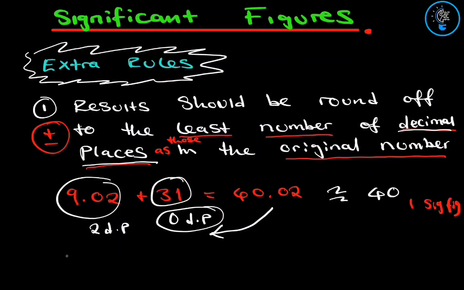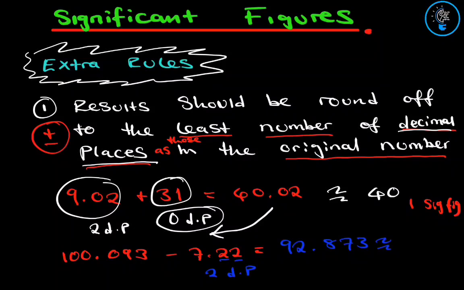Okay, let's do another example. Let's say we have 100.093 minus 7.22. Then we're told to consider number of significant figures in our solution. So in this one, we can just punch it, by the way. 100.093 minus 7.22. And your value will be 92.873. If we were to consider the decimal places, we can say this one has how many decimal places? 1, 2. So we can say 2 decimal places.